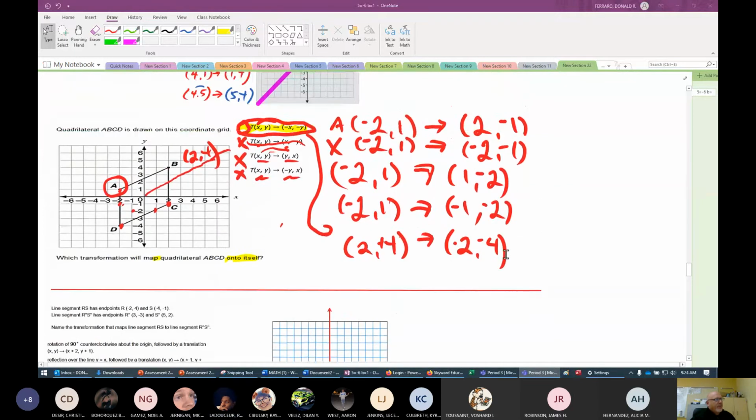Okay, so what I did there, Randall, was I started with point A, and in order for a quadrilateral to map onto itself, the vertices have to map onto themselves. So all this work that I did here was just on point A, and I went through each different scenario that they gave us. All right, so I'll erase some of this stuff for you. It's a little messy.